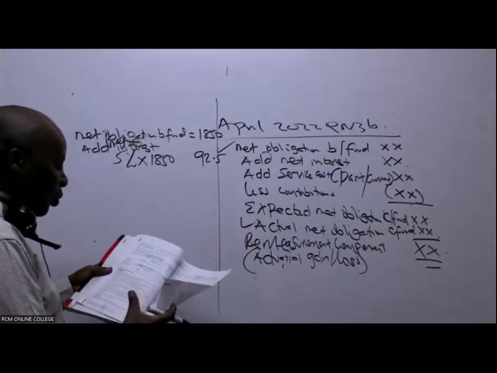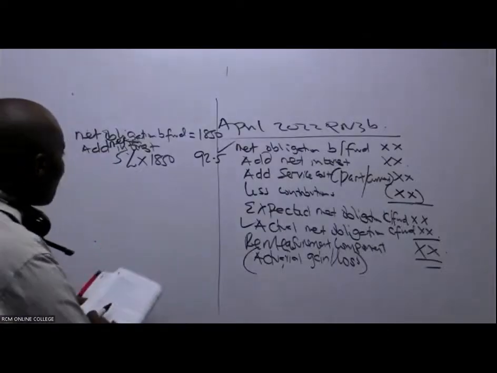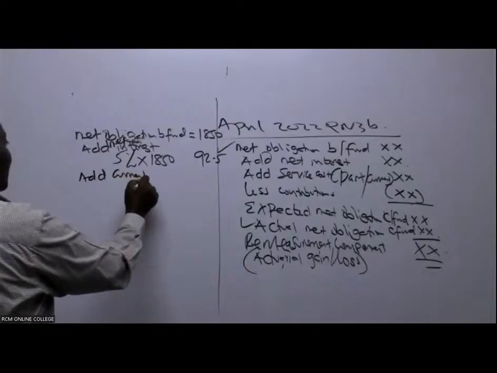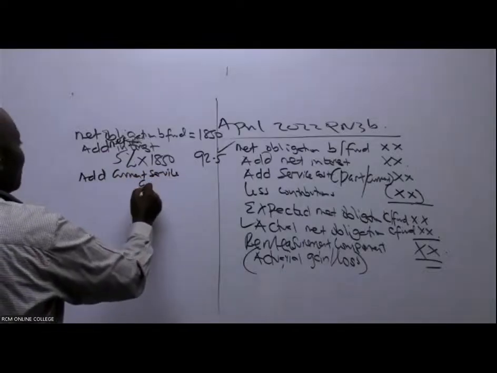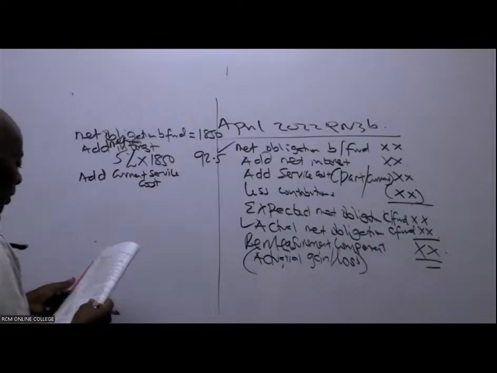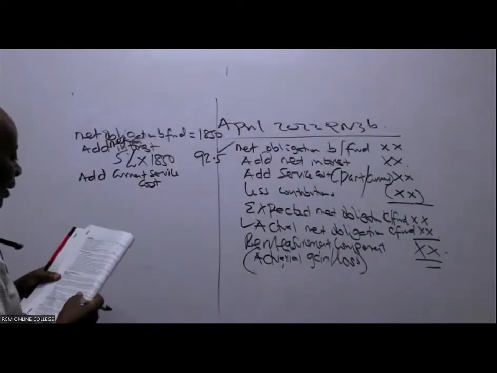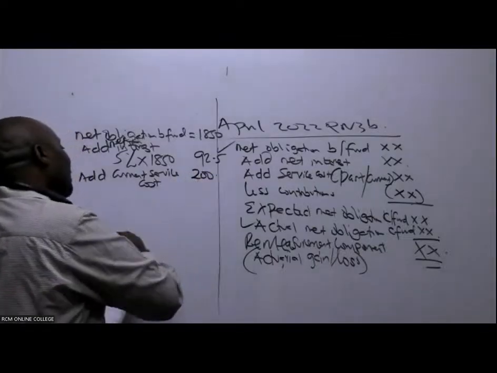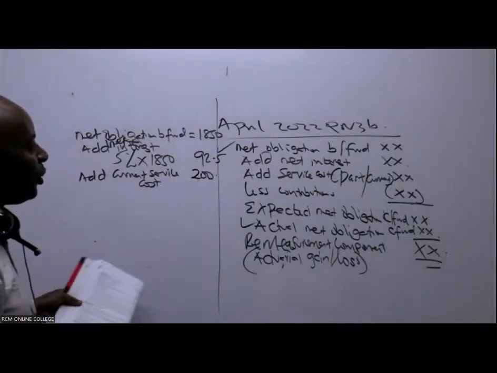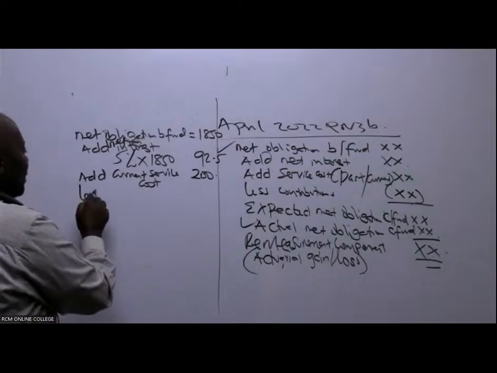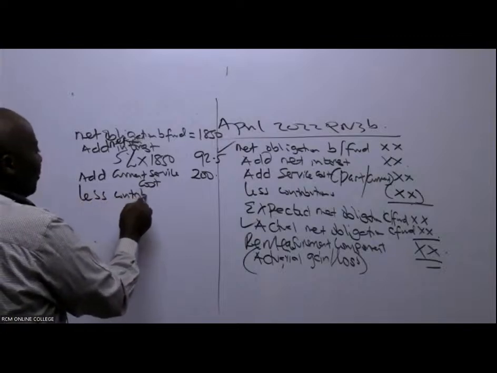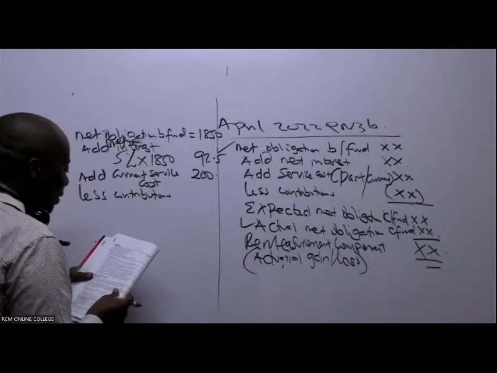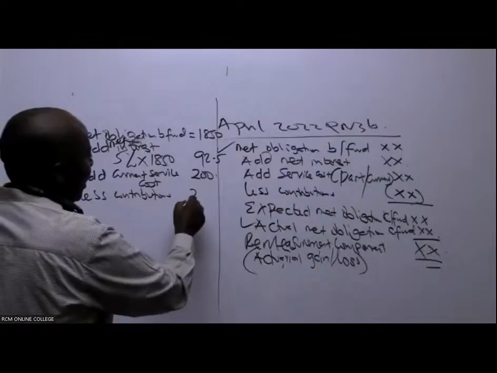service cost. Kuna service cost. Kuna current service cost. So again, we add current service cost. So current service cost ni ngapi? 200. So are there any contributions that we made to this company? So come and less, in this case here, contributions. Less contributions. So the contributions made to the scheme were 225. And that is it.